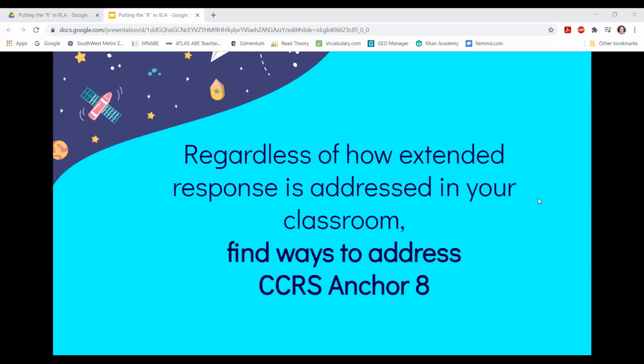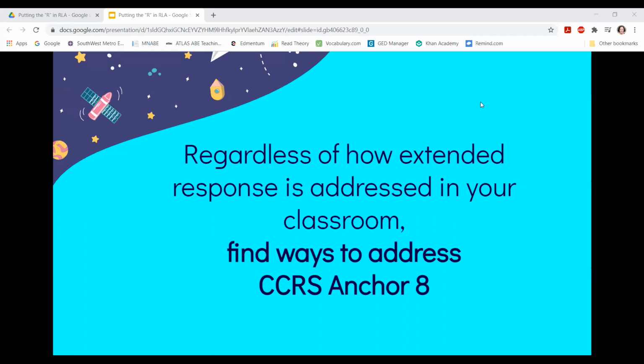Regardless of where you fall as far as teaching and addressing the specific extended response task, please don't abandon Anchor 8, okay? I'm very concerned that by perhaps putting the extended response on the back burner, we're also stopping any sort of instruction towards reasoning skills. And I do think that Anchor 8, the reasoning skills, is really one of the best changes of our GED in 2014. And so I'm going to really encourage you to think of ways to address that.